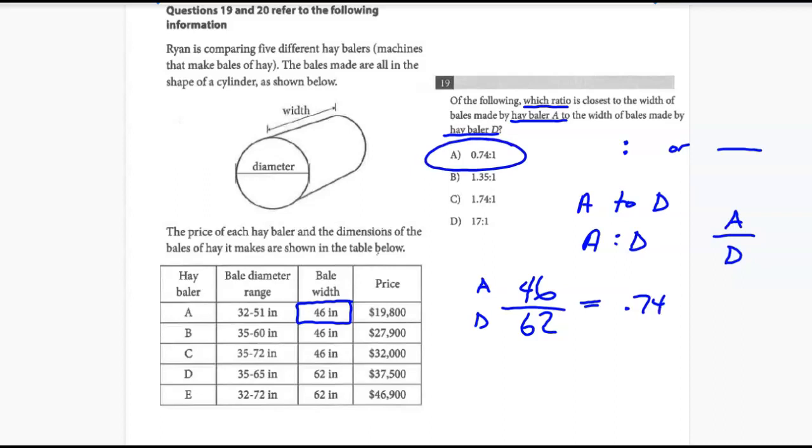Now, if you messed up and picked B, which I've had a couple students do, they thought that you just automatically do the big over the little. So they accidentally did 62 over 46. But that's wrong because it didn't say D to A, it said A to D.